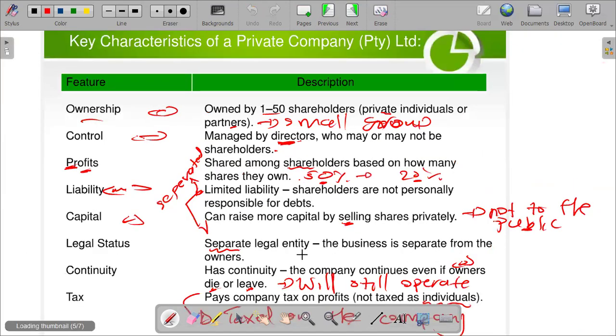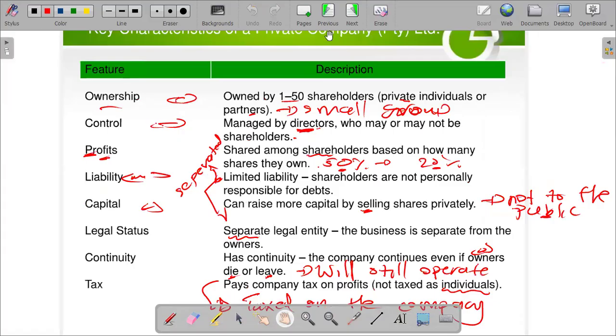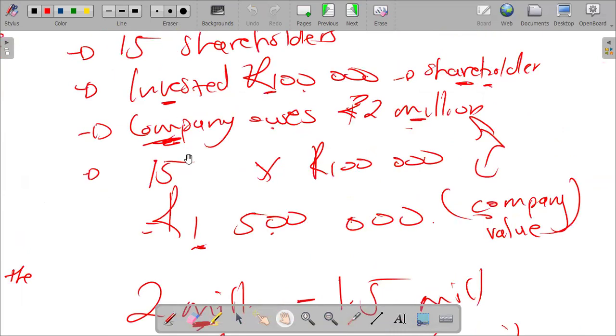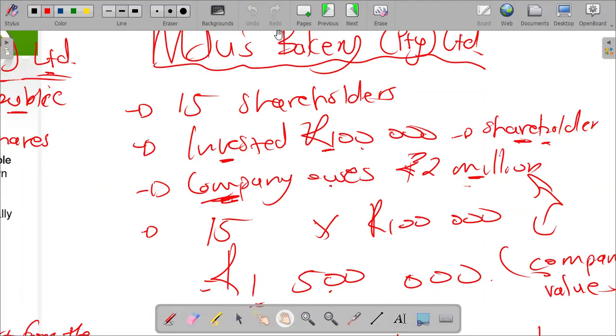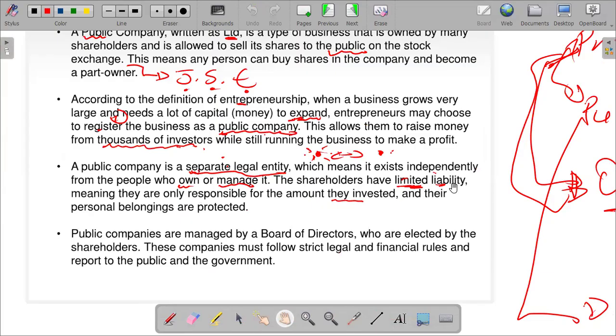In the previous slide, rather, okay, it's not this one, but rather this one. I explained it perfectly here. If you go back, you will see on this explanation I was explaining what it means for a company to have limited liability. It means that they're only responsible for the amount of money they invested and their personal belongings are protected. So, like a private company, a public company also has separate legal entity and limited liability.